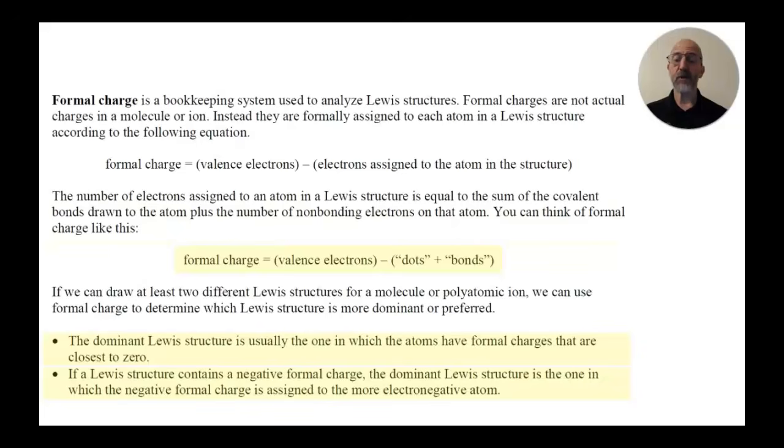So the formal charge is equal to the valence electrons for that particular atom minus the sum of the dots and the bonds. And if we can draw at least two different Lewis structures for a molecule or a polyatomic ion, then we can use formal charge to determine which Lewis structure is more dominant or preferred. So here are the guidelines. The dominant Lewis structure is usually the one in which the atoms have formal charges that are closest to zero. And if the Lewis structure contains a negative formal charge, the dominant Lewis structure is the one in which the negative formal charge is assigned to the more electronegative atom.